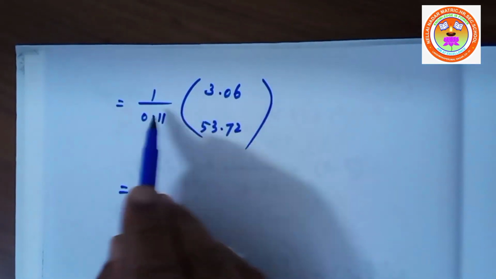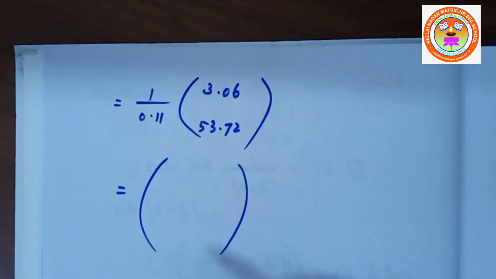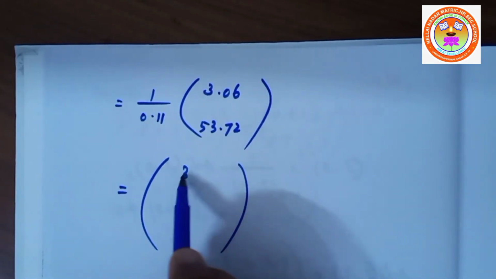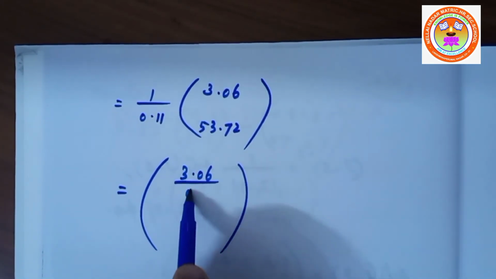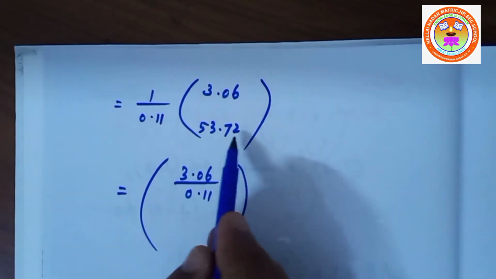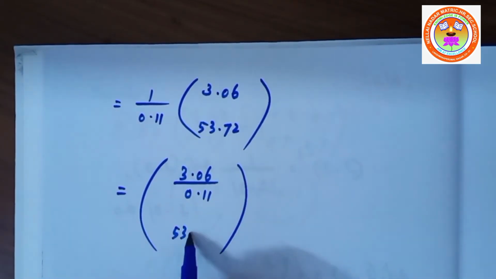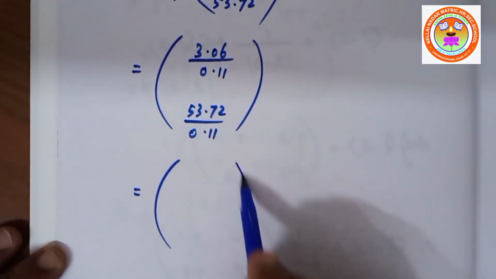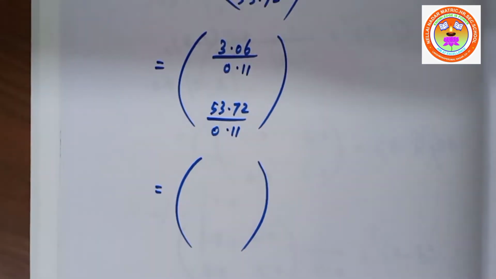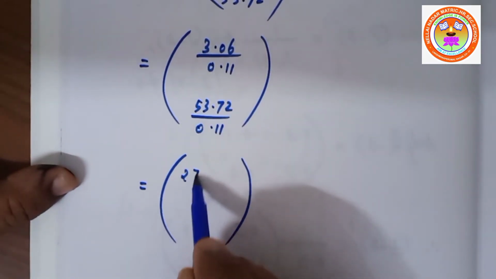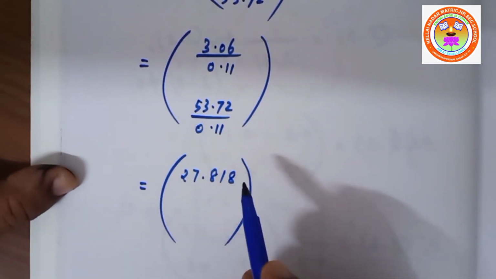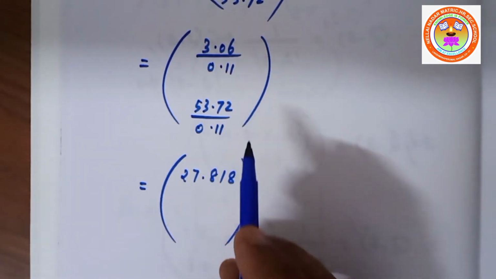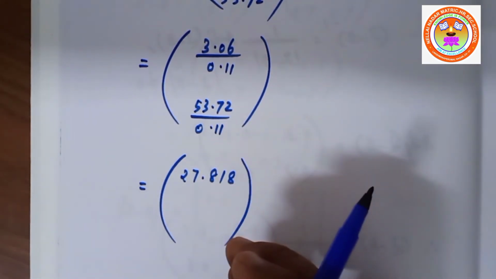Children, you have to multiply these two. You'll be getting 3.06 divided by 0.11. Then you have to multiply these two. You'll be getting 53.72 divided by 0.11. That is equal to, if you divide, you'll be getting 27.818. Then 53.72, if we divide.